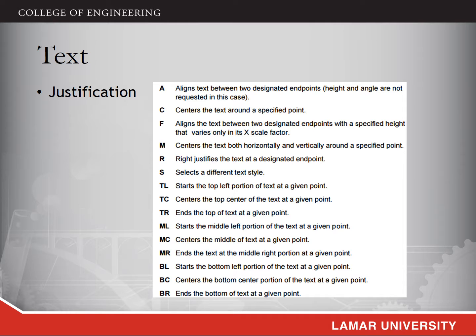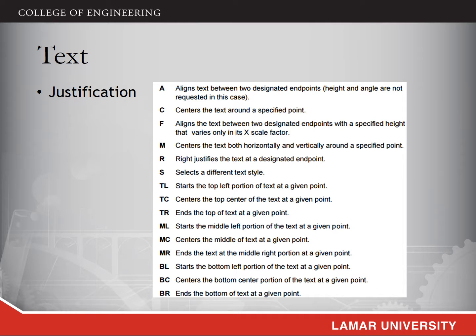The option A indicates you will align the text between two designated endpoints. C means you will center the text around a specific point. F will align the text between two designated endpoints with a specific height. M will center the text both horizontally and vertically around a specific point. R will align the text to the right of the designated endpoint. And S will select a different text style.